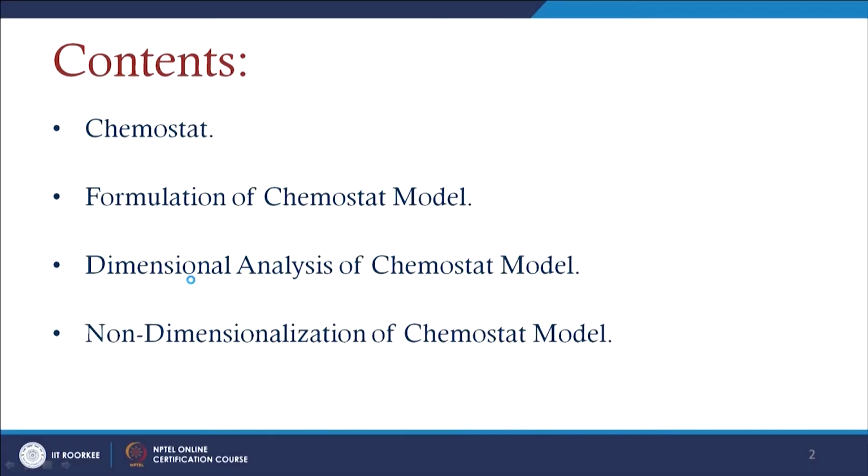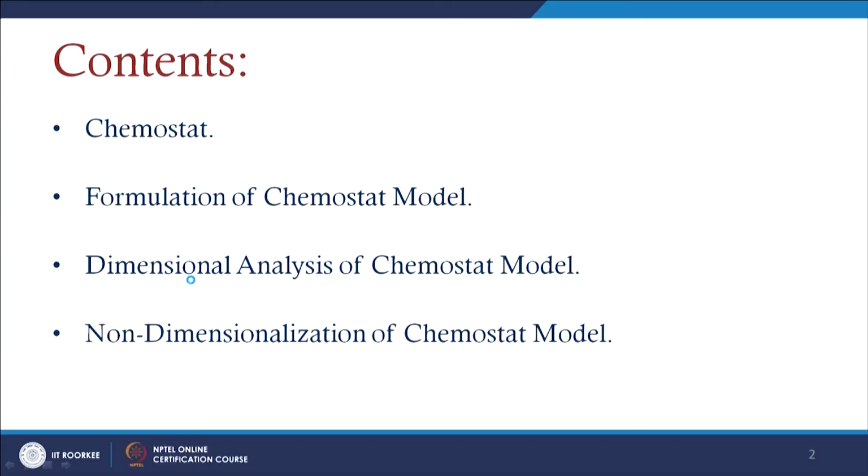In this lecture, we will discuss continuous time models in population dynamics. For different structures, first we will go for the chemostat. In the last lecture, I gave an overview about the chemostat. In this lecture, we will discuss in detail how the chemostat acts on the population growth rate or decaying rate. Then in the second phase, we will discuss the formulation of the chemostat model. In the third phase, we will discuss dimensional analysis of a chemostat model. And in the final phase, we will go for non-dimensionalization of the chemostat model.